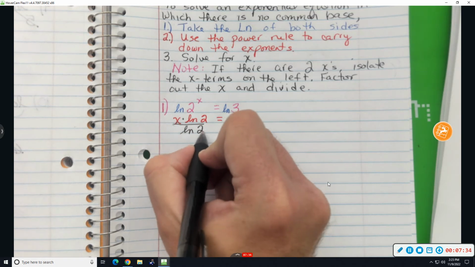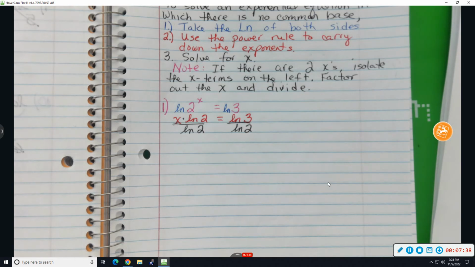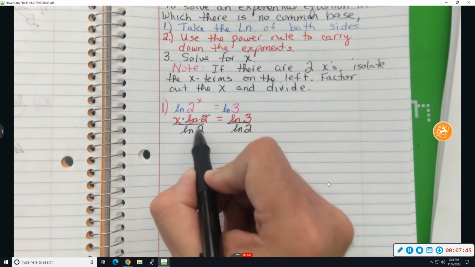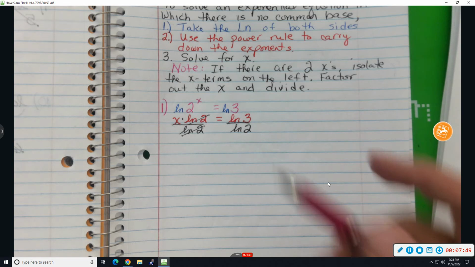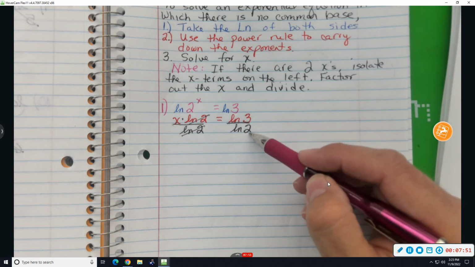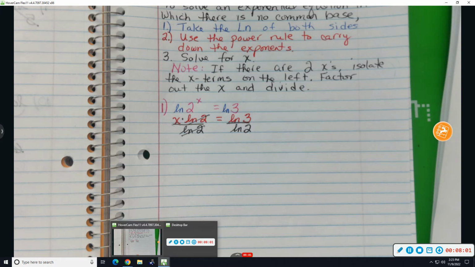Treat the ln 2 as if it were just a variable. If you had xy equals something and you were trying to get the x by itself, you would just divide. So there. So our answer is ln 3 over ln 2. Don't think you can cancel anything at that point. Don't start canceling the ln and get a 3/2. The ln is a function, not a number.